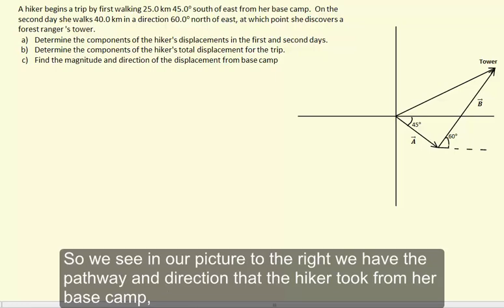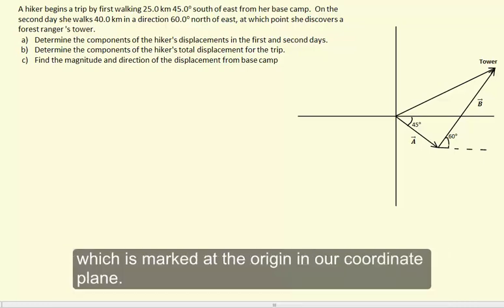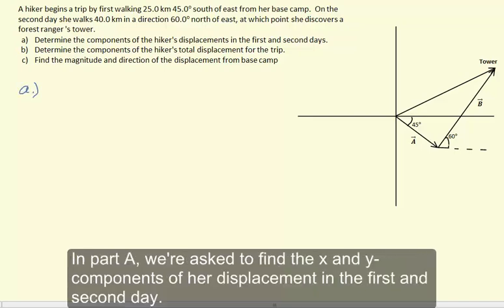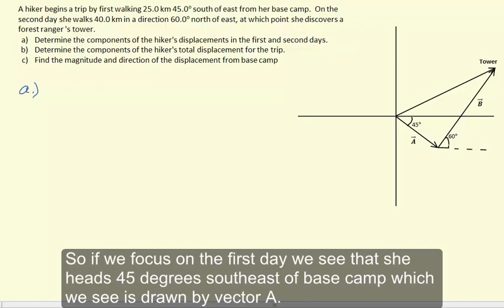So we see in our picture to the right, we have the pathway and direction that the hiker took from her base camp, which is marked at the origin in our coordinate plane. In part A, we're asked to find the x and y components of her displacement on the first and second day. So if we focus on the first day, we see that she heads 45 degrees southeast of base camp, which we see is drawn by vector A.